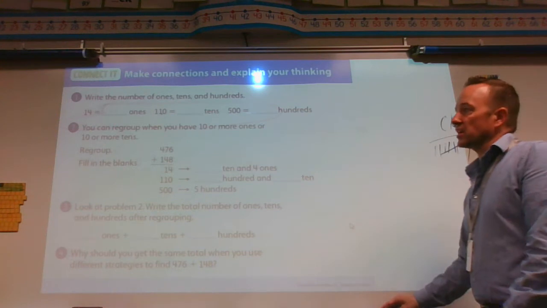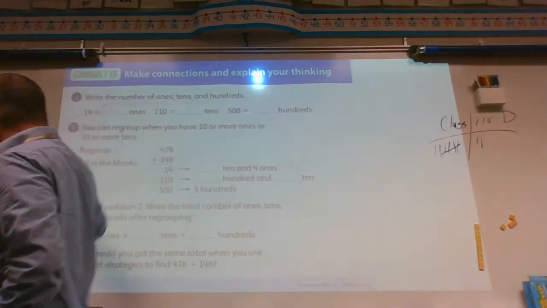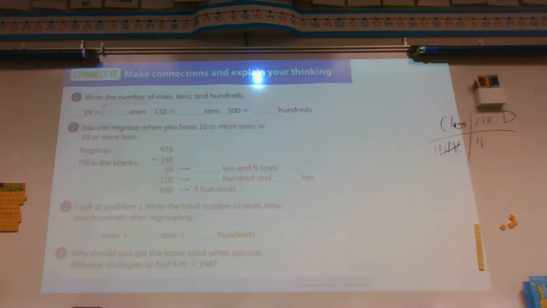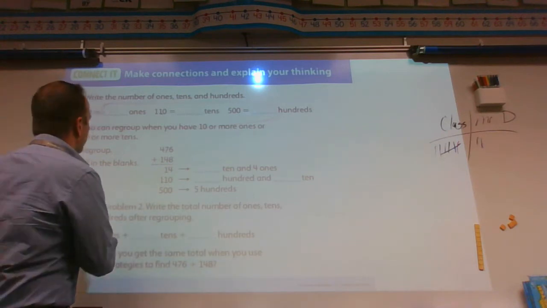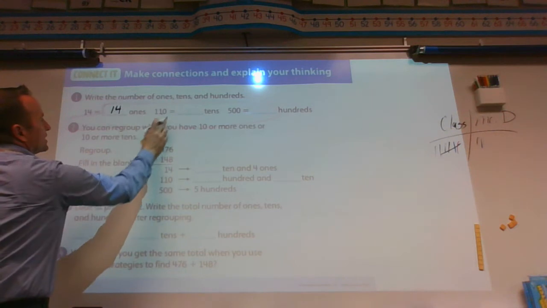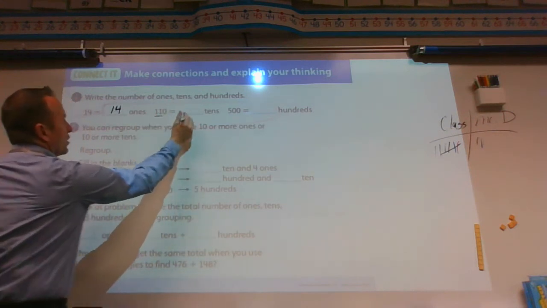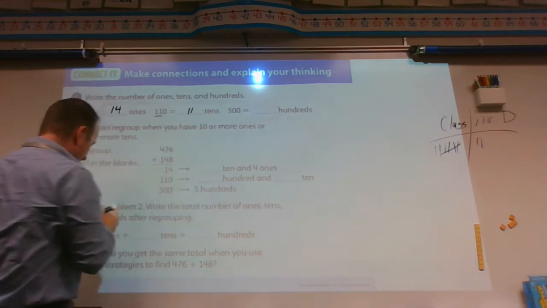Okay, let's go and take a look at this. Write the number of ones, tens, and hundreds. So we have 14 ones, okay? Let's go and write that up here. We have 14 ones. Okay, how many tens do we have? We have 11, right? We don't have 110 tens.